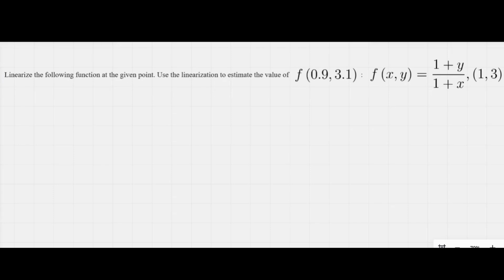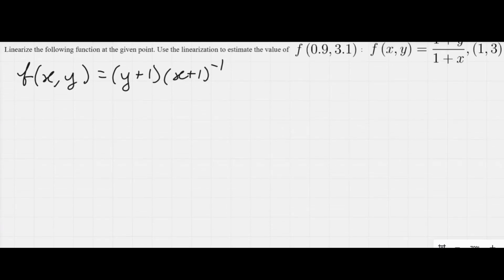And before all of that, though, we first need to find our partial derivatives. That is kind of the basics of all these problems. So to start off, we are calculating the partial derivative. Let's kind of simplify this function for us, because that fraction is annoying me. So f(x, y) can be said to be equivalent to (y plus 1) times (x plus 1) to the power of negative 1.